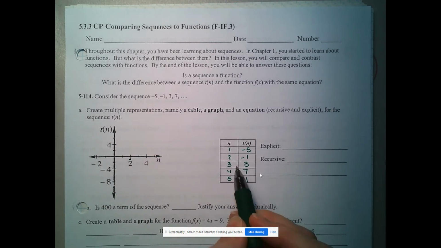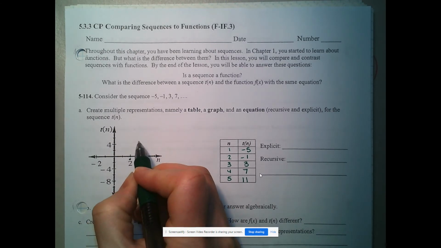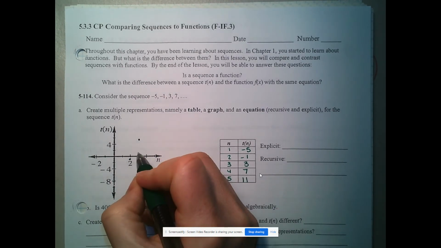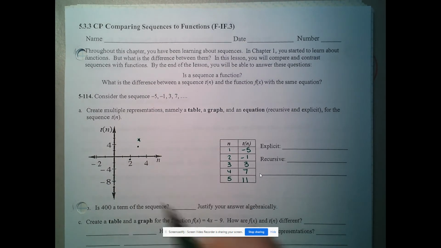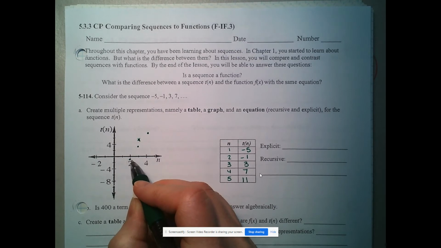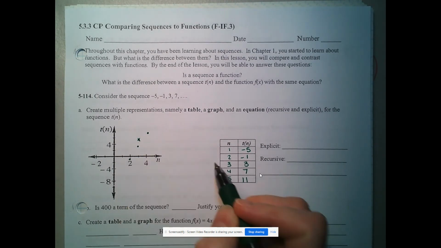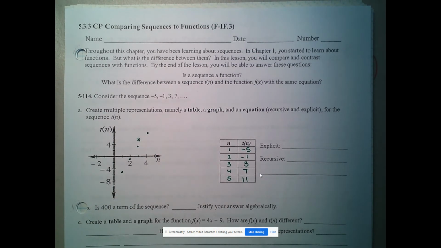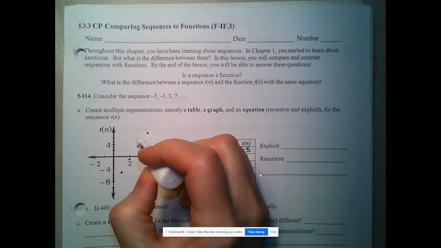If I graphed the first couple, so like 2, -1, and 3, 3, and then 4, 7. So if I go over to 1, I've got to go down to -5. Those 4 points, minus the one with the little X through it, are the first 4 terms of the sequence, the fifth one not fitting on this particular graph.